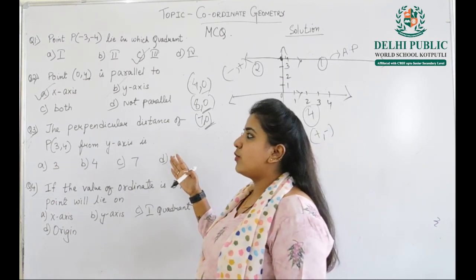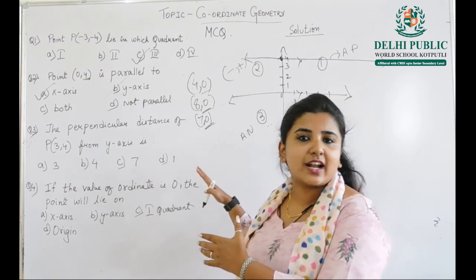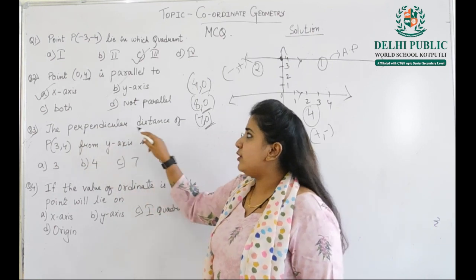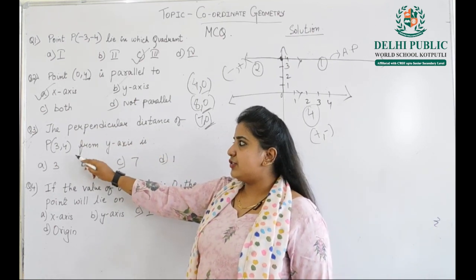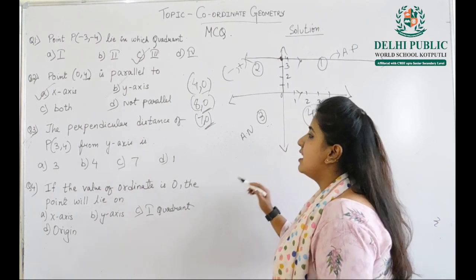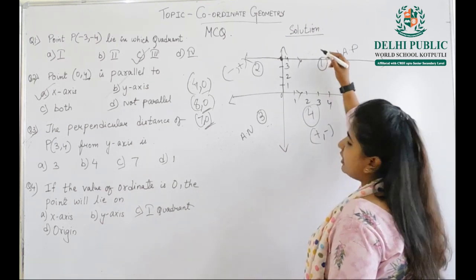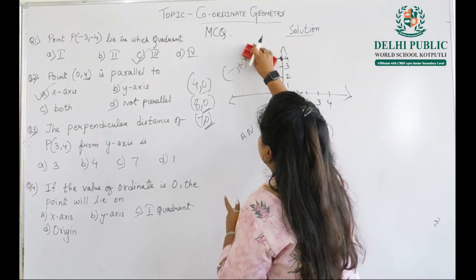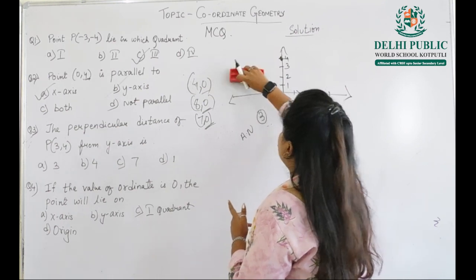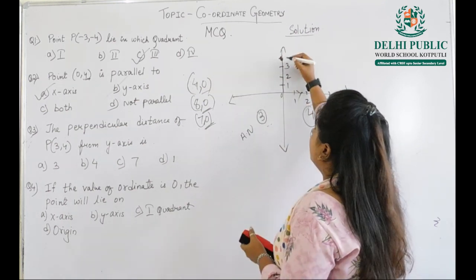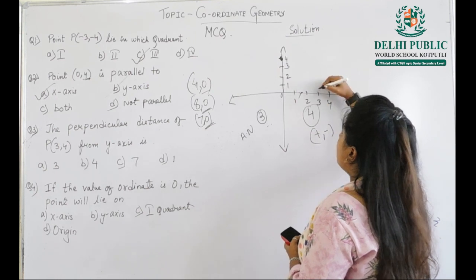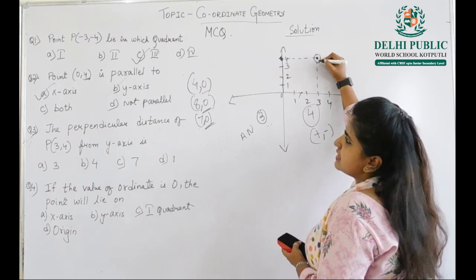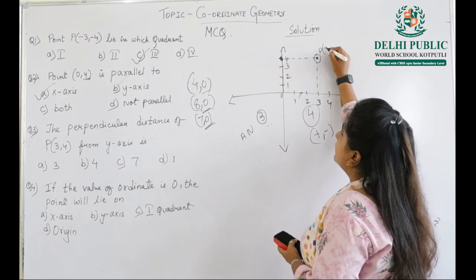Now coming to the third question. This is one of the most difficultly read questions, but one of the easiest to solve. It asks the perpendicular distance of the point P (3, 4) from the y-axis. Let me just erase this for your understanding. Okay, done. So we can see (3, 4) is somewhere here. This is our point, point P (3, 4).